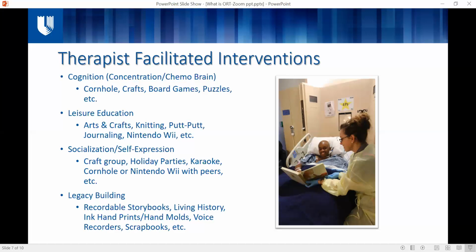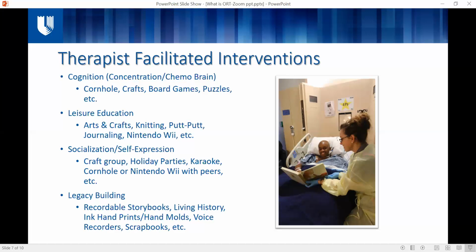Another focus could be on socialization and self-expression. So we do a lot of groups and activities like holiday parties, karaoke, we'll have cornhole tournaments, play the Nintendo Wii together as a group, or we do craft group on a weekly basis as well.